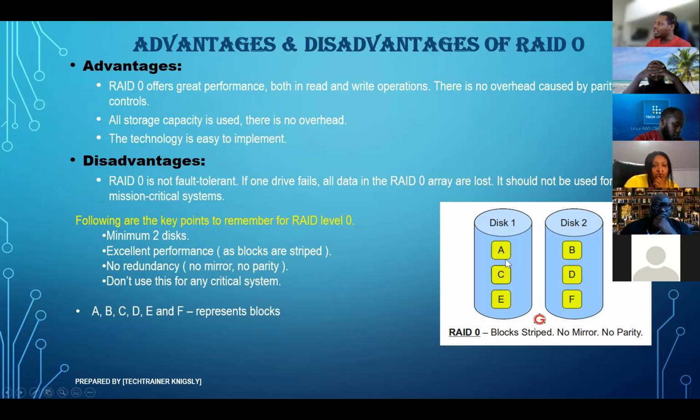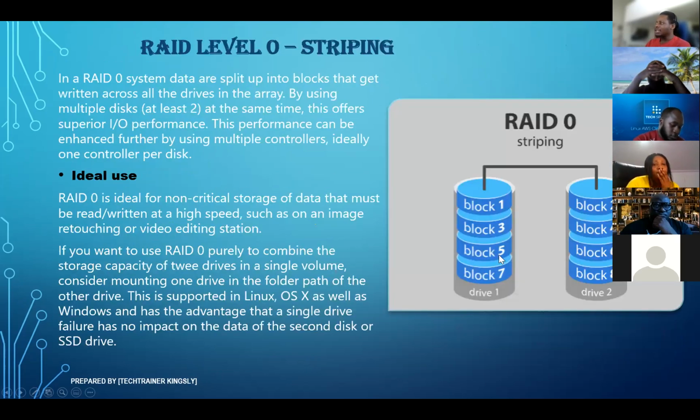All storage capacity is used. That means A is used, B is used, C is used, D is used. Like on the other slide, you have drive 1 here. If this drive 1 is broken, the rest are broken, because all of it is being used.